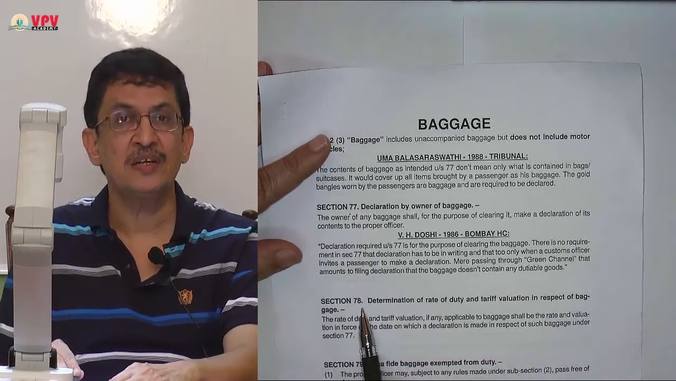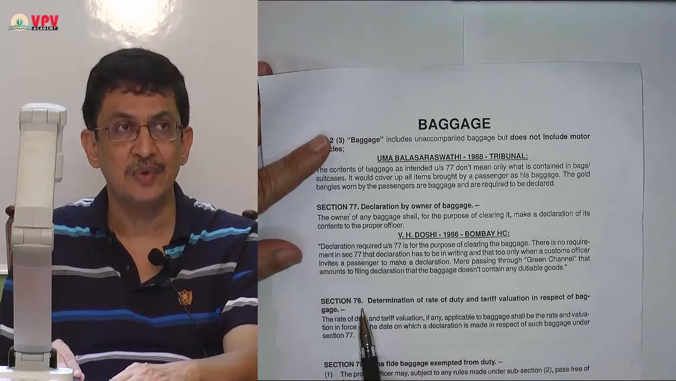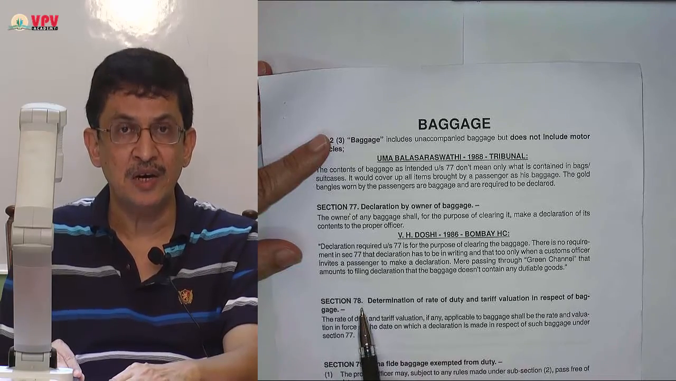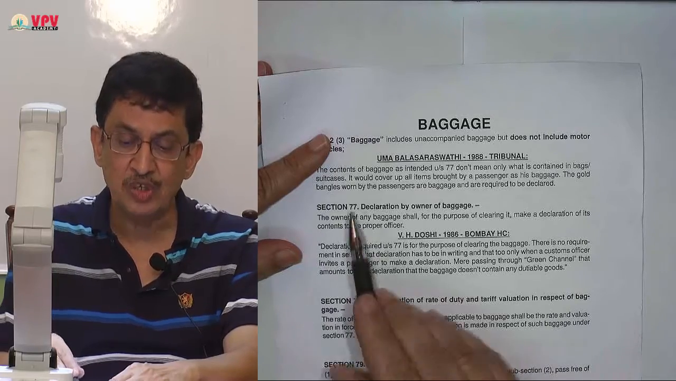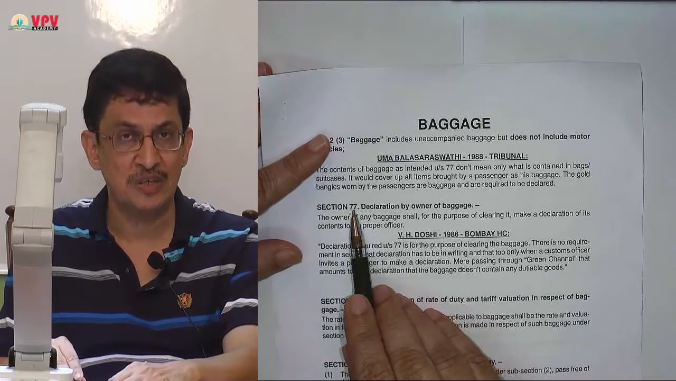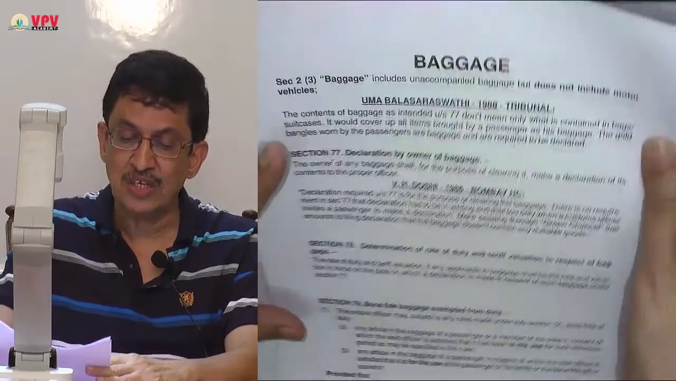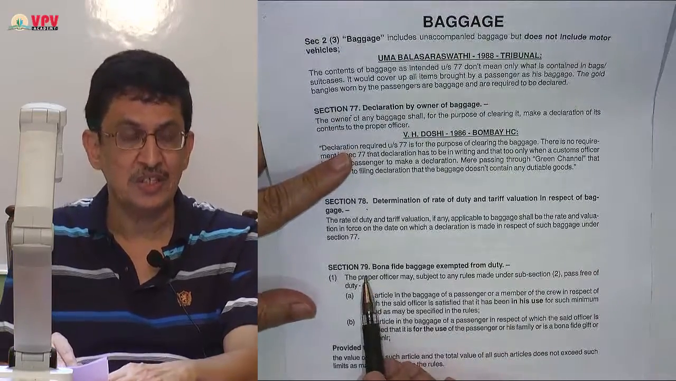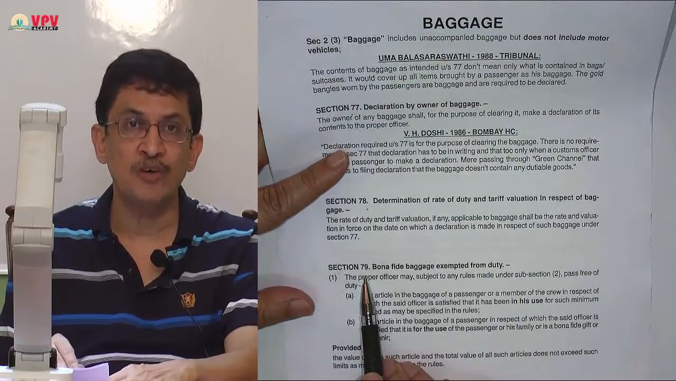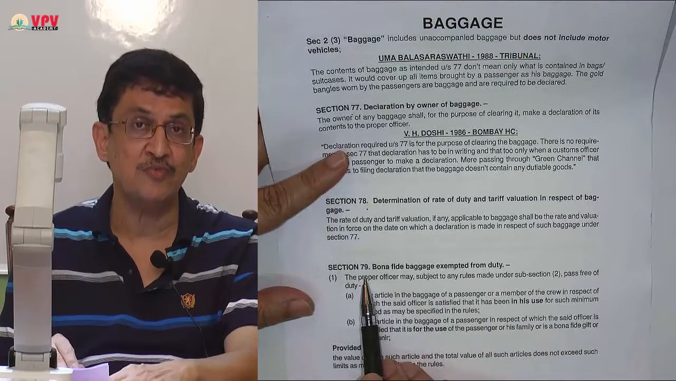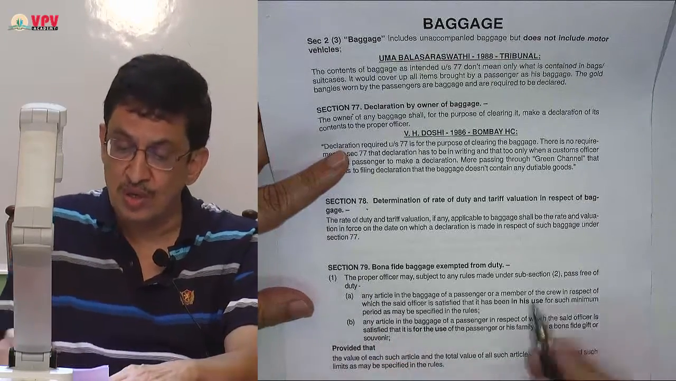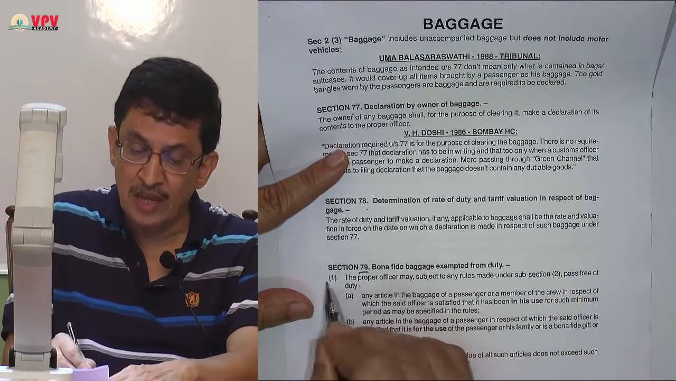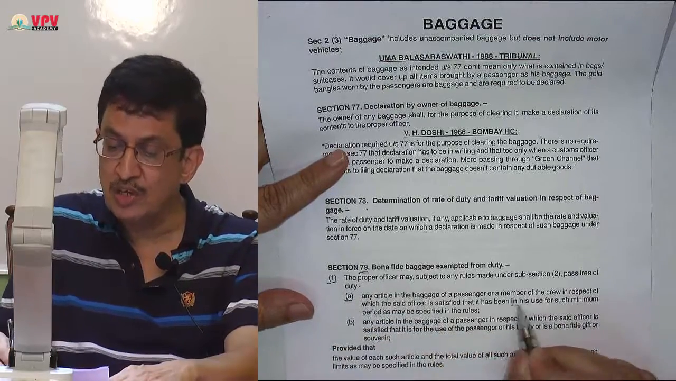Section 78 gives the relevant date. Section 78 says the relevant date to decide the rate of duty for baggage is the date on which you have made the declaration under section 77. And then there was section 79. Section 79 says if it is bona fide baggage and if it is for personal use and if it is in use. Remember 79(1)(a), he has used the word in use.